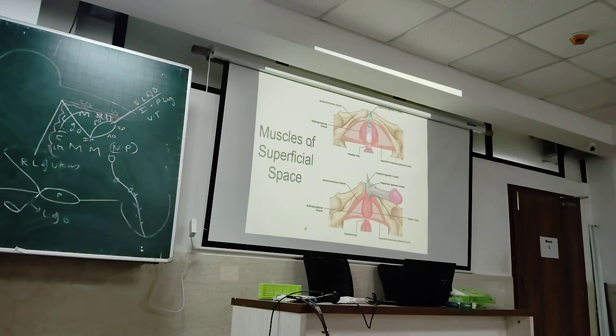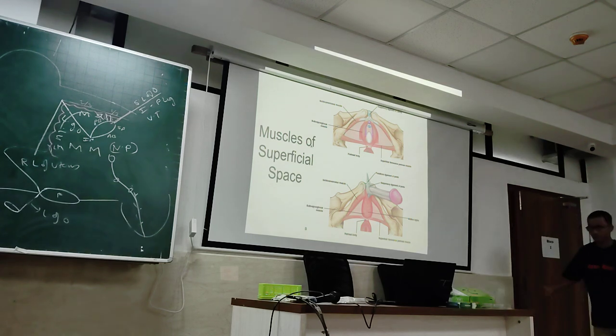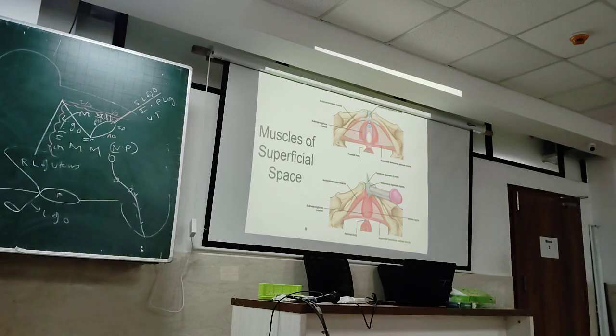Perineal body is a region where 10 muscles are attached. We have already seen 6 here itself. No, 8: 2 bulbospongiosum, 2 superficial transverse perineum, and 2 parts of the subcutaneous inner sphincter. Not subcutaneous, the superficial inner sphincter. So 2 behind, 2 in front, 2 on the sides.